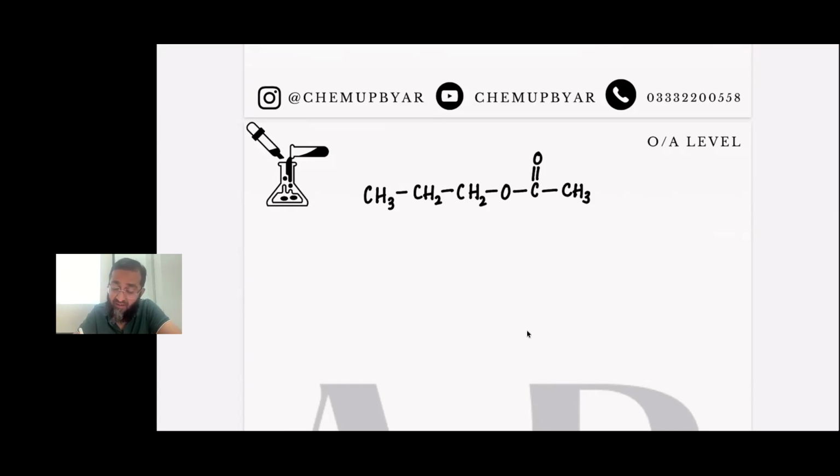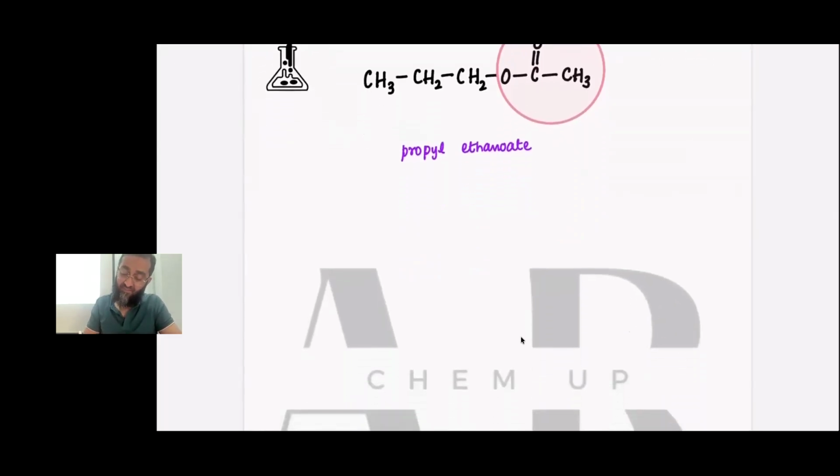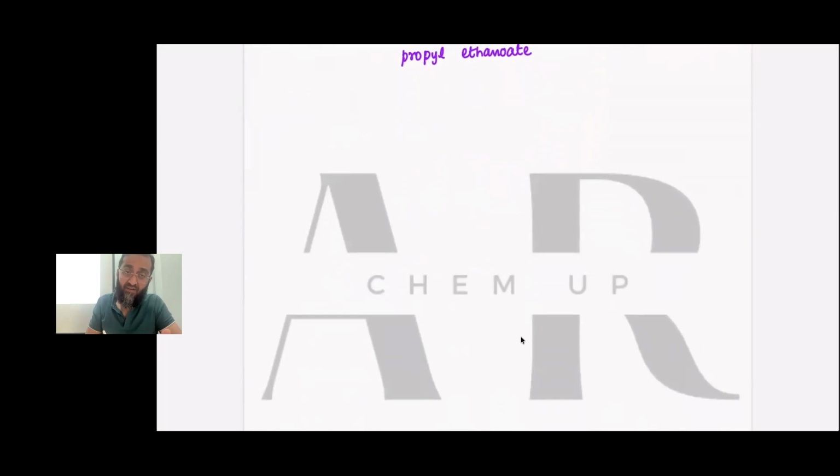So yes, you guys all are correct because the C double bond O is bonded to one more carbon and the other side it has oxygen. So this is the alkanoid part and the leftover part is alkyl. So it is going to be named as propyl ethanoate. Is this clear? Okay. Now next one.